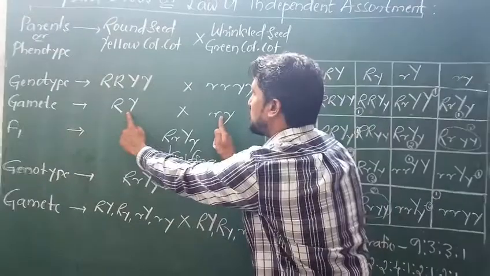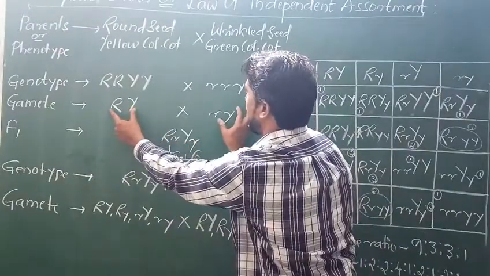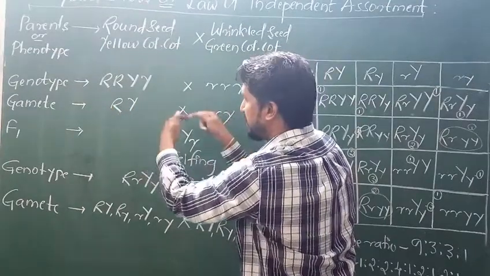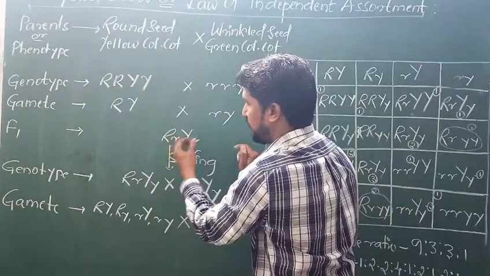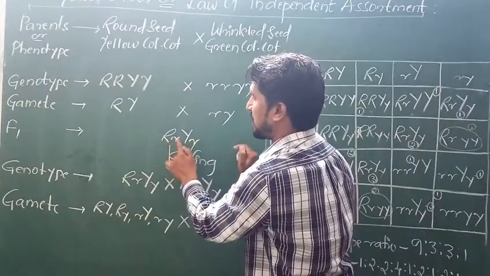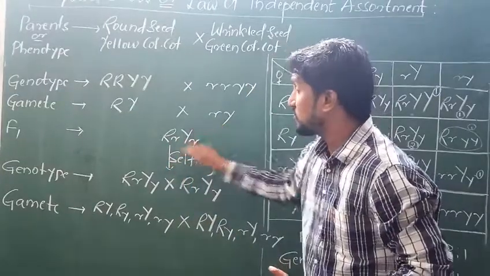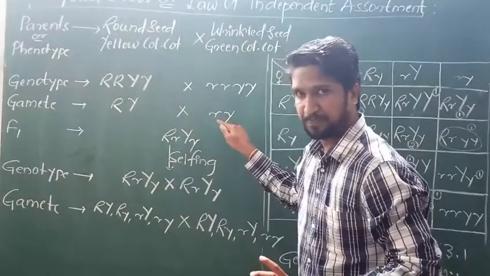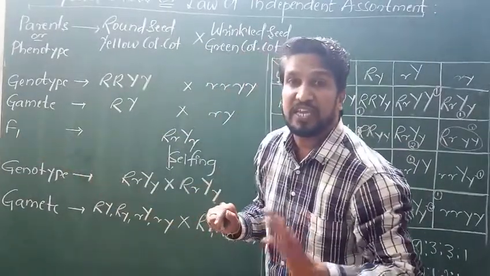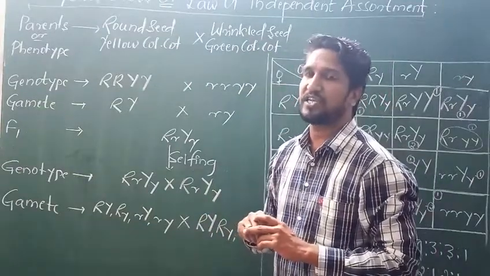When these two are crossed together, that is, one pollen grain and one egg are united, a zygote forms, and the seed forms. When the seed is sown, such a plant grows, which is capital R, small r, capital Y, small y type. So this process forms the F1, the first filial generation.